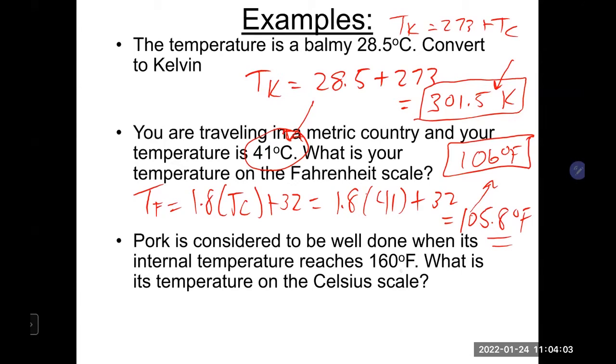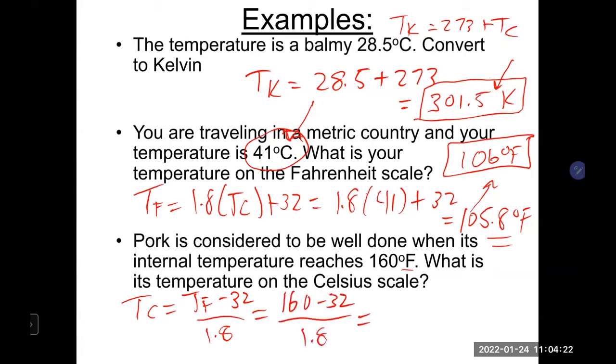Lastly, we're going from Fahrenheit here to Celsius. So temperature in Celsius is the temperature in Fahrenheit minus 32 divided by 1.8. That is going to get us 160 minus 32 divided by 1.8. So again, on your calculator, you basically get like 71.1111 all the way across there.